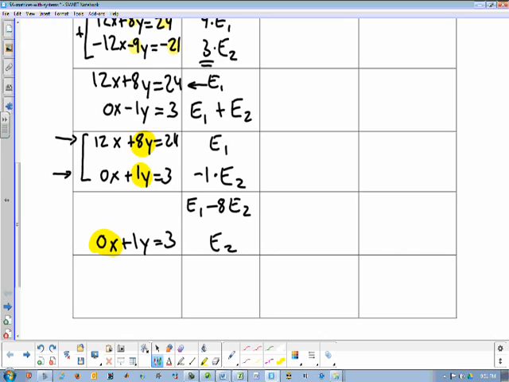We're going to do 2 for 1 now. Okay? And what we get, well, we have this 12 minus 8 times 0. 12 minus 8 times 0 is 12x. We have this 8y minus 8 times 1y, and that's going to give us 0 y's. We have this 24 minus 8 times 3, and that gives us 0.